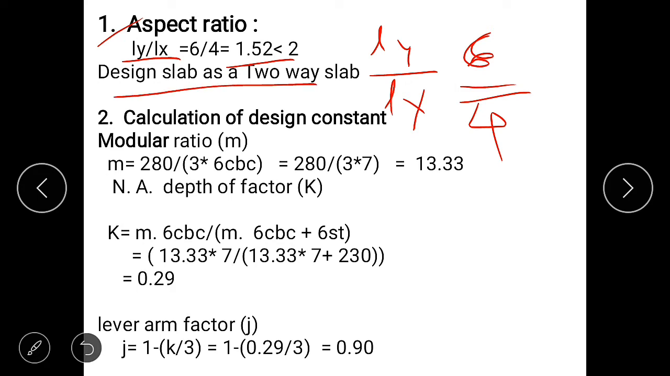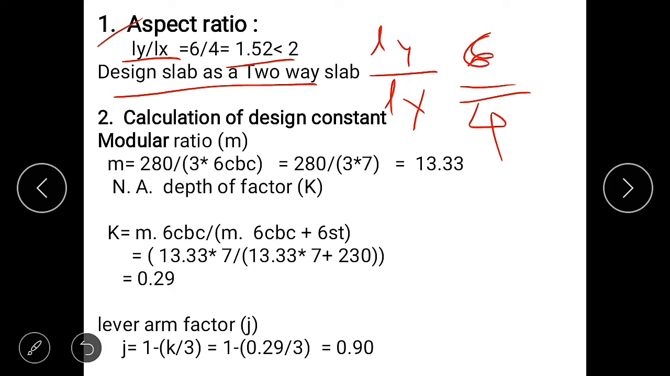It is called a two way slab because the ratio of Ly by Lx, means longer span to shorter span ratio, is less than 2. So it is called a two way slab. We design this slab as two way.